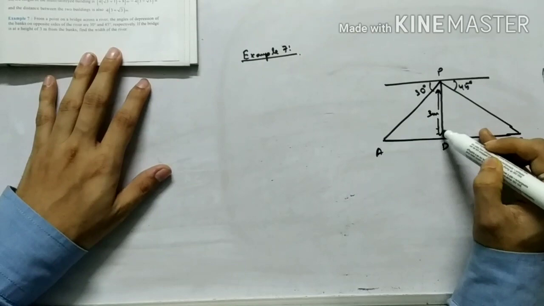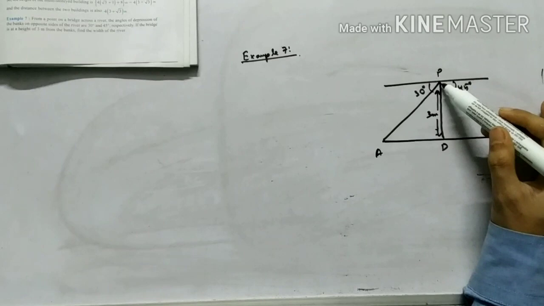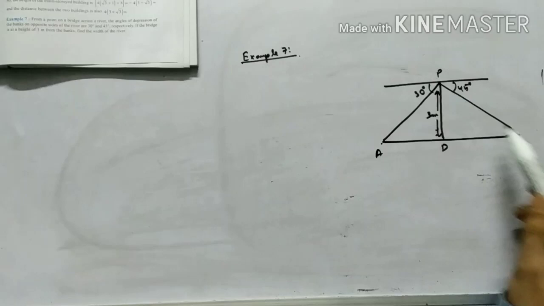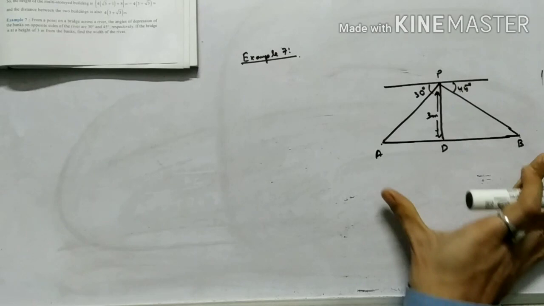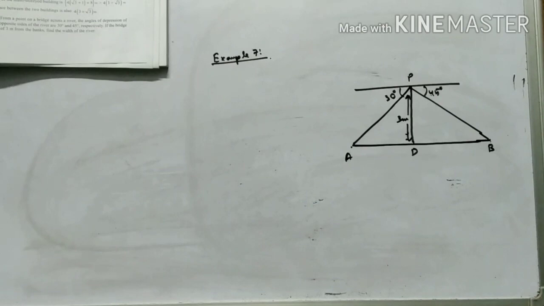From this point, the angle of depression of point A is 30 degrees, and the angle of depression of point B is 45 degrees. I have to find the width of the river. That means AB I have to find here.